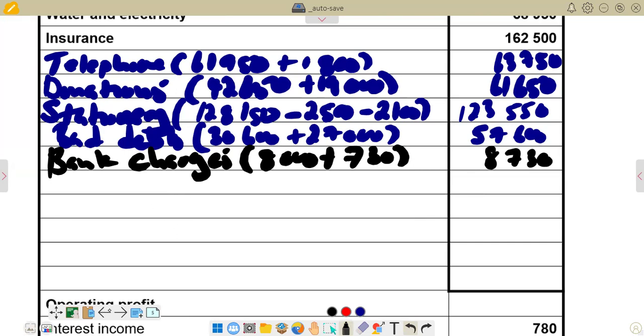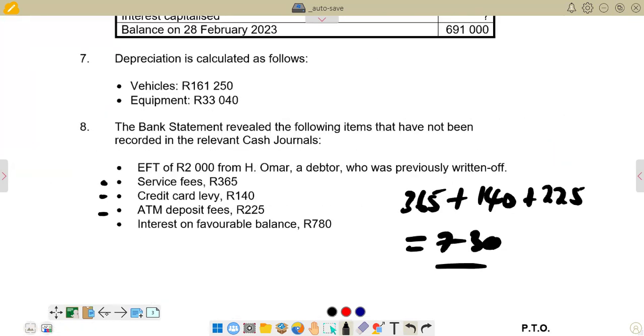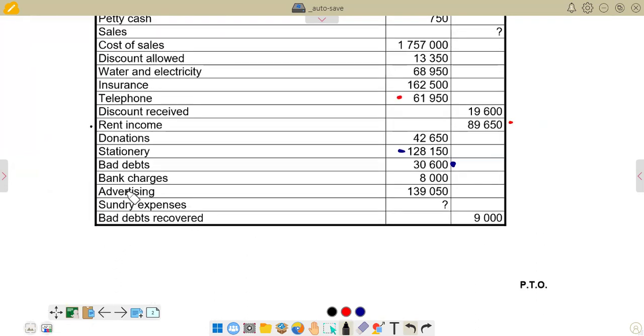Then we go there again, try to identify another expense that we are having. So after bank charges, we have got advertising. Advertising is 139,050.